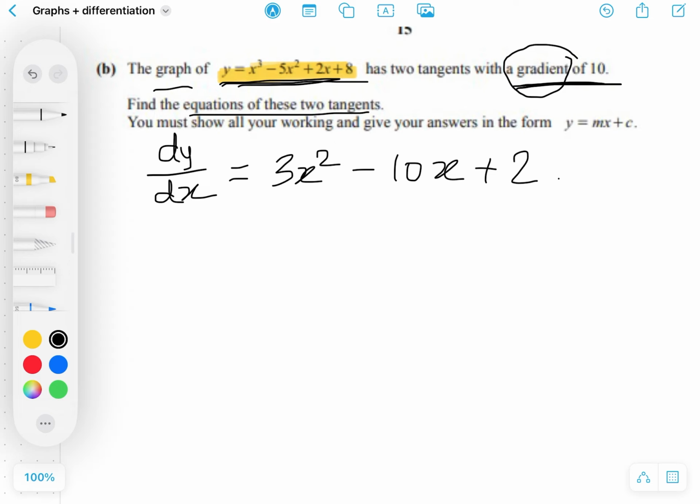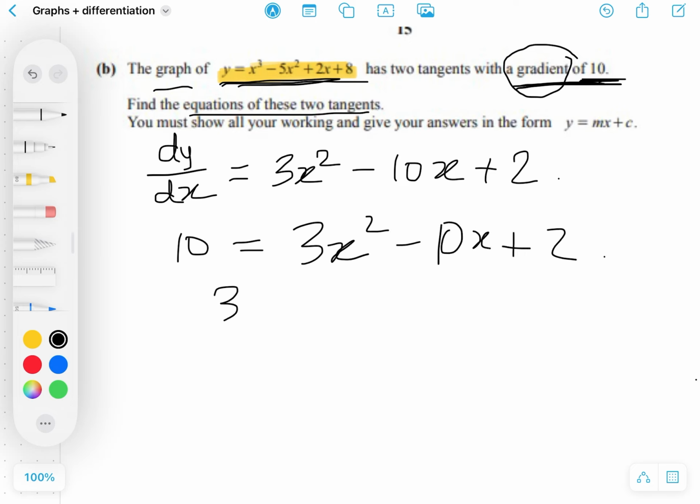And now it's telling us that the gradient is equal to 10. So since dy by dx is another way to say the gradient function, dy by dx is equal to 10. So now we can just say that 10 is equal to 3x squared minus 10x plus 2. Therefore, 3x squared minus 10x minus 8 is equal to 0. And now this is a quadratic that we need to solve.